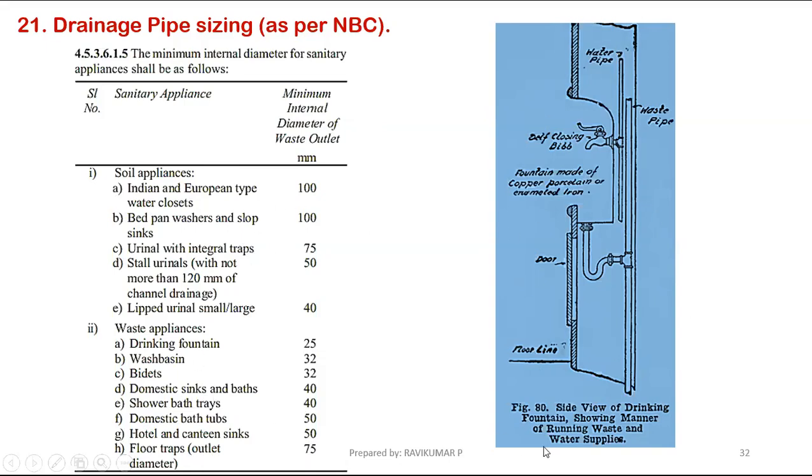This is the typical arrangement of a drinking fountain. For our idea purpose, I have shown it here. Typical side view of the drinking fountain. From the bottom of the drinking fountain, we have to provide an outward pipe with a P trap. This is a waste pipe riser. The vent is going top and the drain is going bottom, like that.